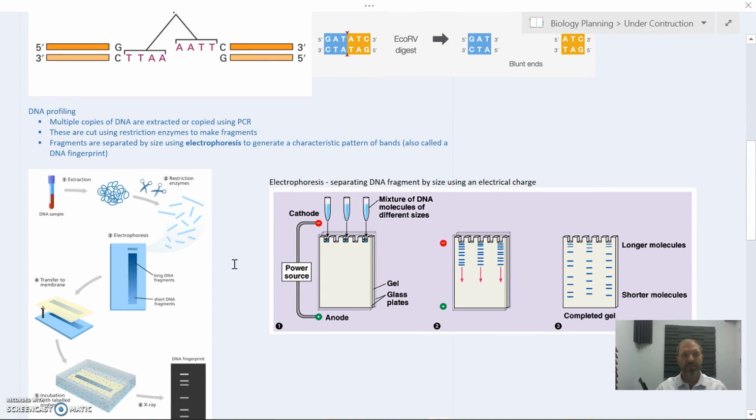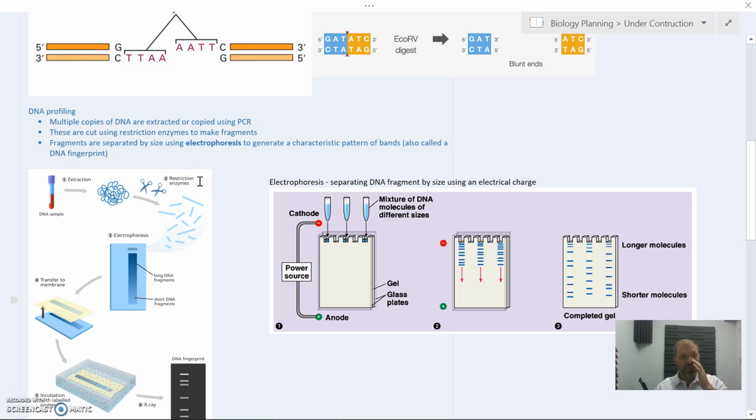Once you've cut DNA up into pieces, though, you've got these fragments. So you end up with a test tube with a mix of whole different DNA pieces. That doesn't really help you. That's just the first step. So the next step is what's called electrophoresis, and that allows you to separate those pieces based on size.